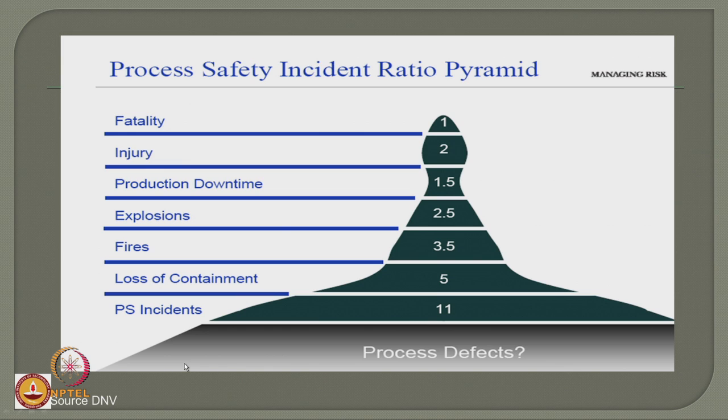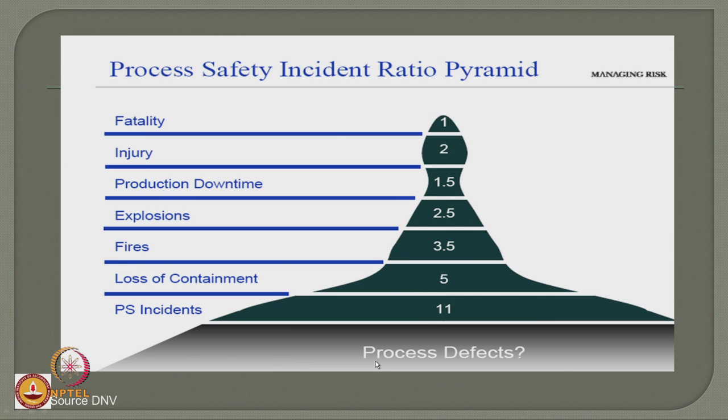Let us ask a question about how to manage risk. The moment we ask this question of managing risk, what you get in your mind is the process safety incident ratio pyramid. If you look at the construction of this pyramid, the base of the pyramid is very wide, while the apex of the pyramid is very narrow. The narrow portion, which is the apex of the pyramid, is only addressing the fatality part of the process safety incidents, whereas the base of the pyramid, which is very, very large, is formed essentially because of the defects in the process.